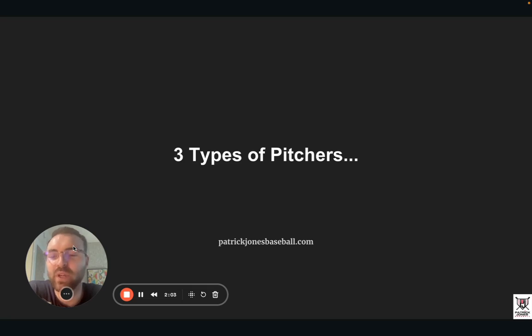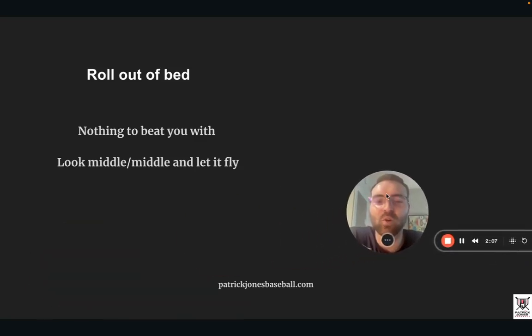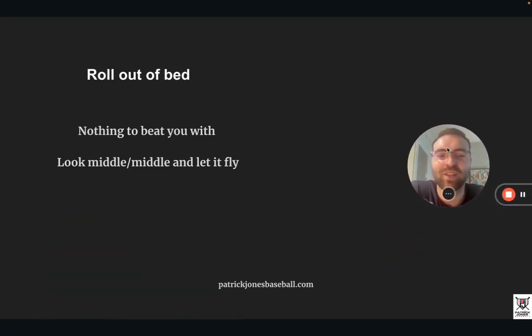I put pitchers into three different buckets. The first bucket is what I like to call roll out of bed pitchers. They're roll out of bed pitchers because you can just roll out of bed and beat them. They don't have anything good to beat you with. They don't have great stuff. Their command is just okay, and so we don't need to overthink this.